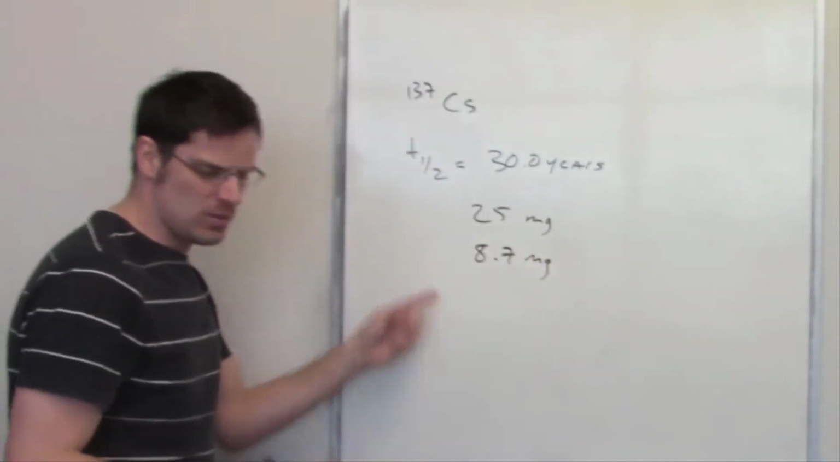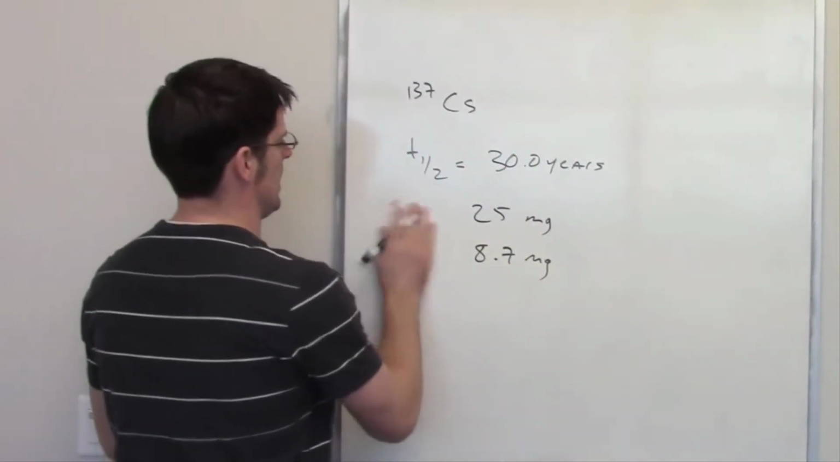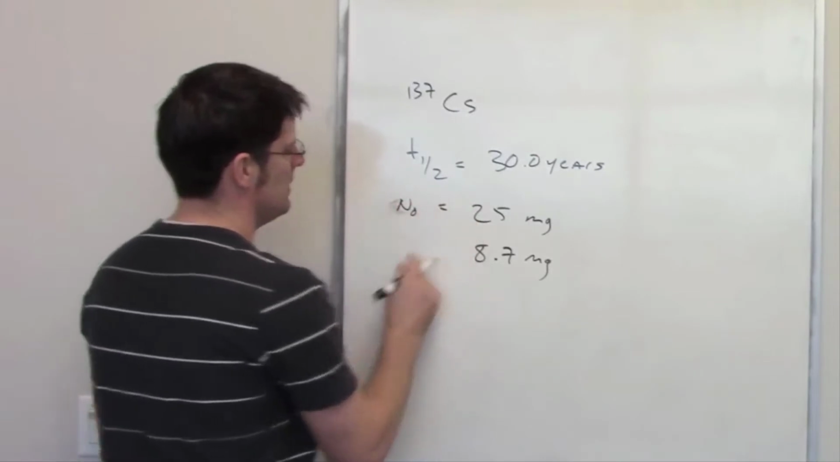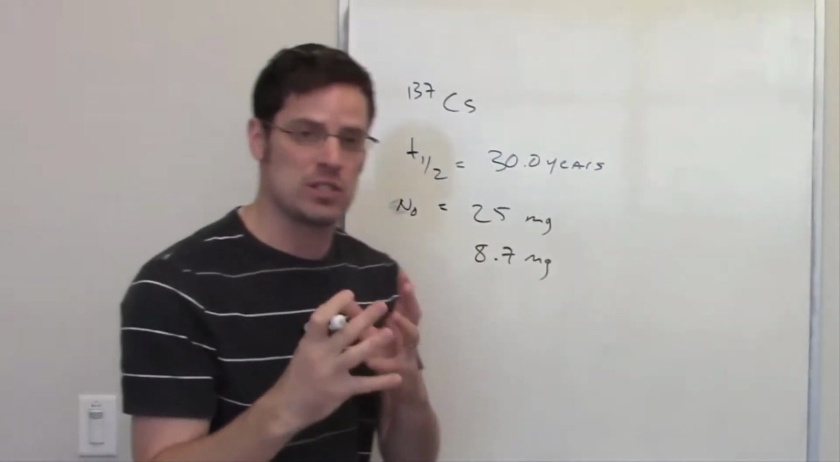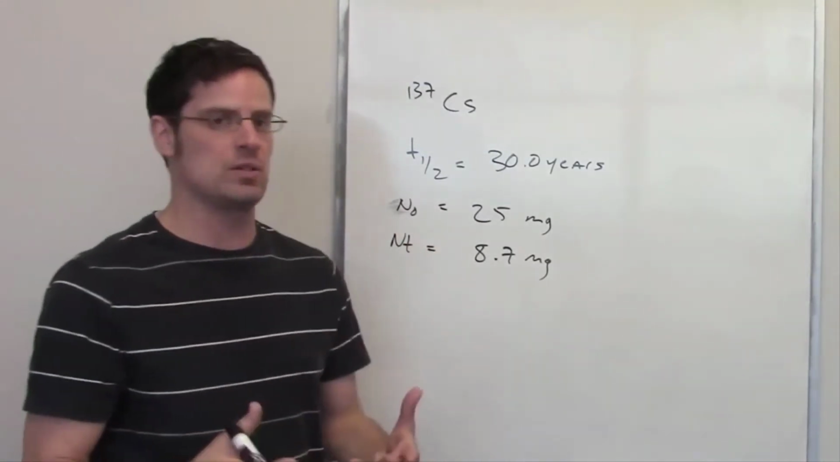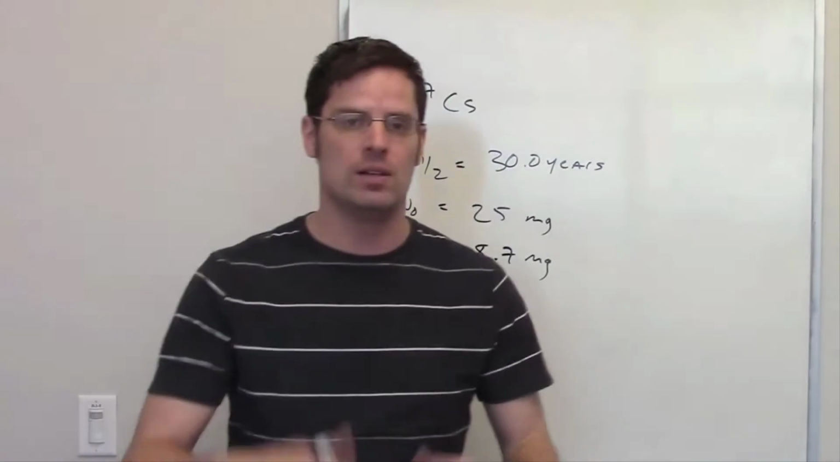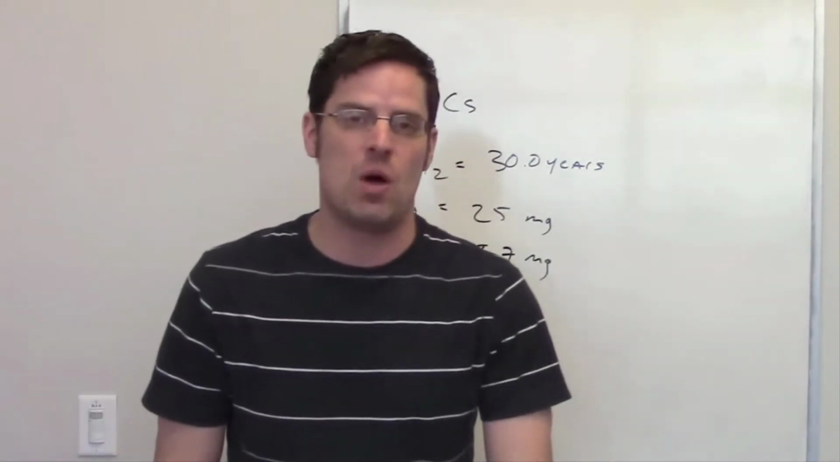What are these amounts? Well, these amounts are actually equal to N sub 0, that's the amount that you have at time equals 0, and N sub t, that's the amount that you have at time equals t, in this case t being some amount of time. We don't know what that is.